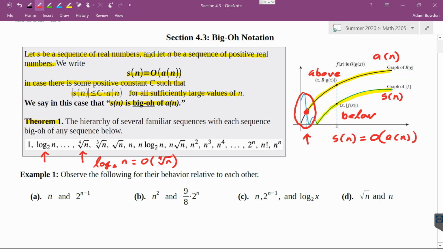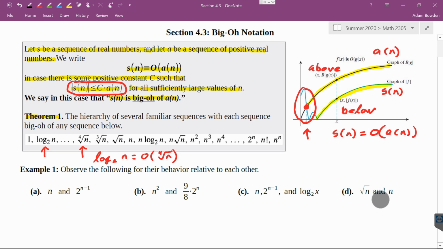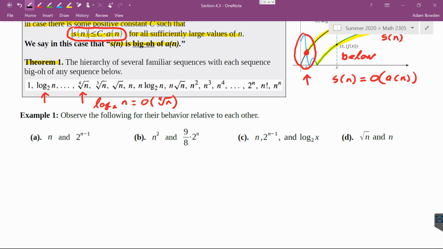So when we go through a function to determine if it's big O of something, we're going to use the definition here with this inequality of less than or equal to, and we're going to also write it with that constant there as well. So let's look at a few examples of how we do this. So let's start off with n and 2 to the n minus 1. Now n is going to be less than or equal to 2 to the n minus 1 for n greater than or equal to 3.